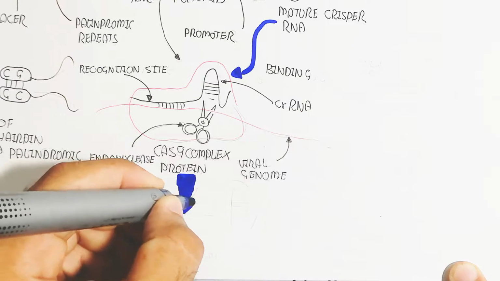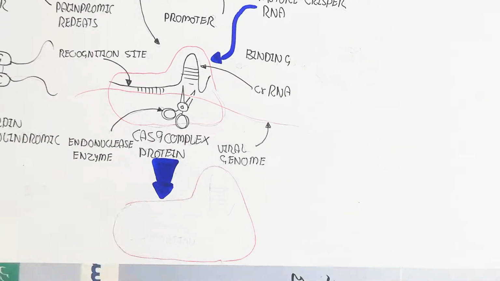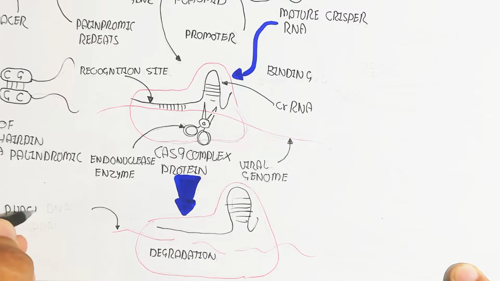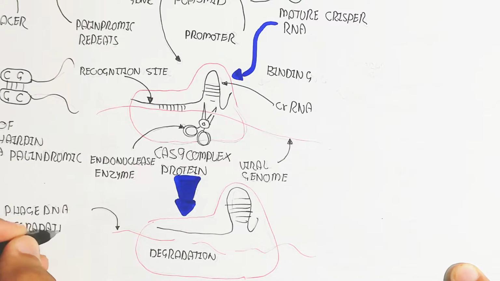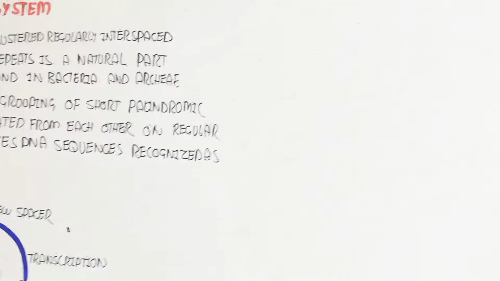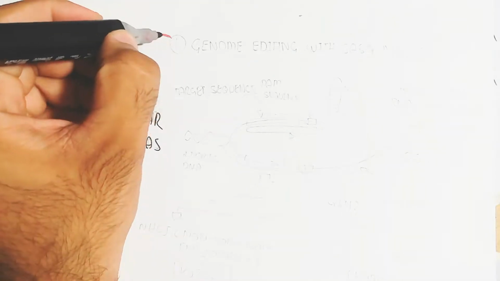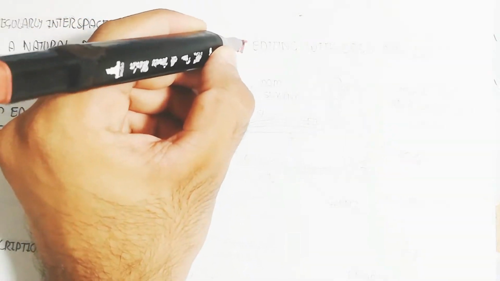So that is the major reason this is the defense system, an adaptive defense system, because the new spacer will remain in the plasmid, and this is basically the adaptive defense system present in the CRISPR-Cas9 system.